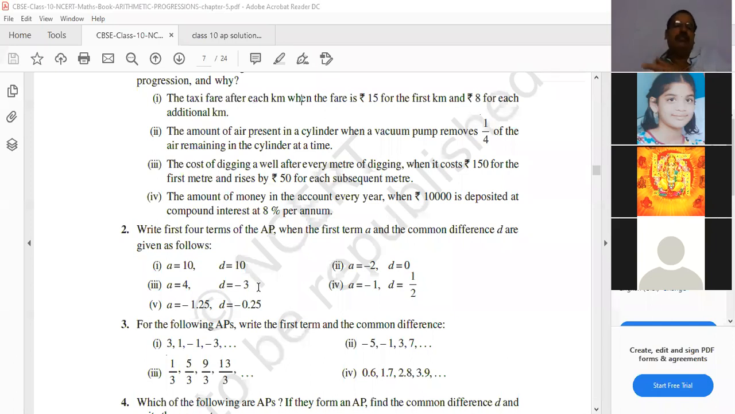A equals minus 1.25, D equals minus 0.25. Are you trying, Meghana? Any others? Others can't try, only Meghana is trying. Okay, Meghana, you tell. Minus 1.25. Very good. Tell loudly. Minus 1.50. Very good.